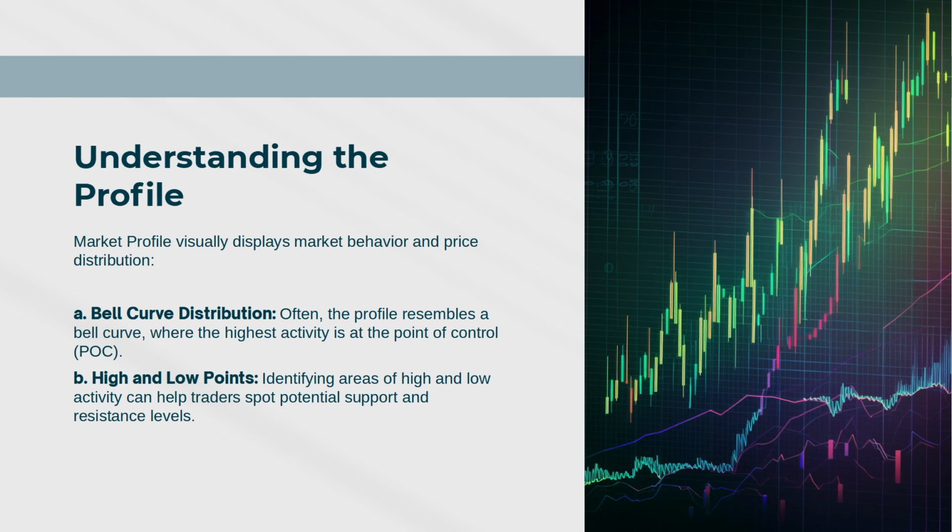Understanding the profile. Market profile visually displays market behavior and price distribution. Bell curve distribution. Often, the profile resembles a bell curve, where the highest activity is at the point of control, POC. High and low points. Identifying areas of high and low activity can help traders spot potential support and resistance levels.